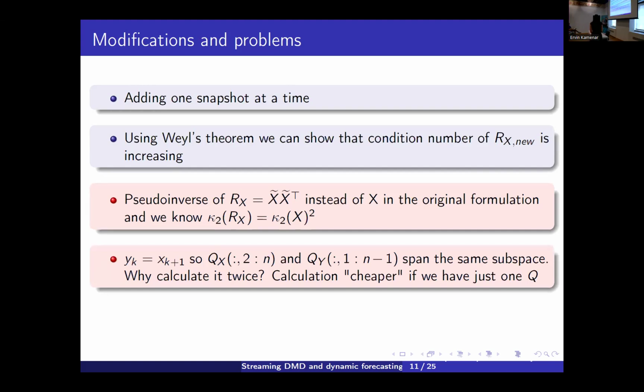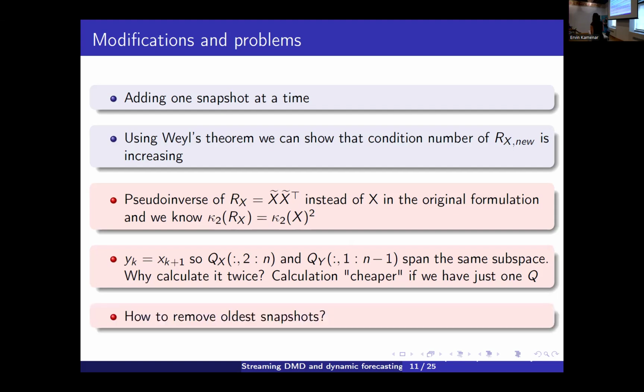Another one is we have this assumption that we have one trajectory, and so each new Y is actually the X that we used in the previous iteration. So the subspace that QX and QY are spanning are almost the same if we exclude the first and the last column in each. So why would we calculate it twice? It's not good also for memory purposes. And so we would want to see if we can somehow have just one Q. It will also be easier to do some calculations afterwards, which I will show.